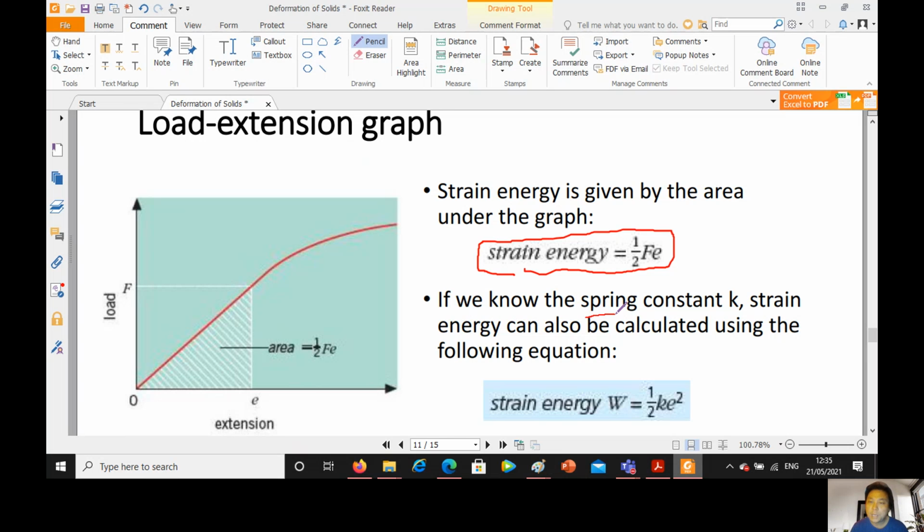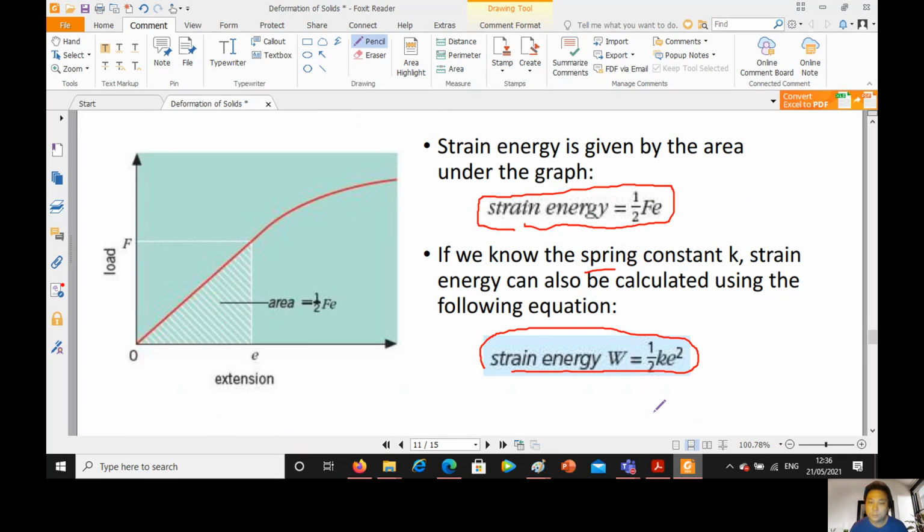And if we know the spring constant K, the string energy can also be calculated using this equation: the string energy equals half K E squared. Try to remember these two equations. And now let's explain why.